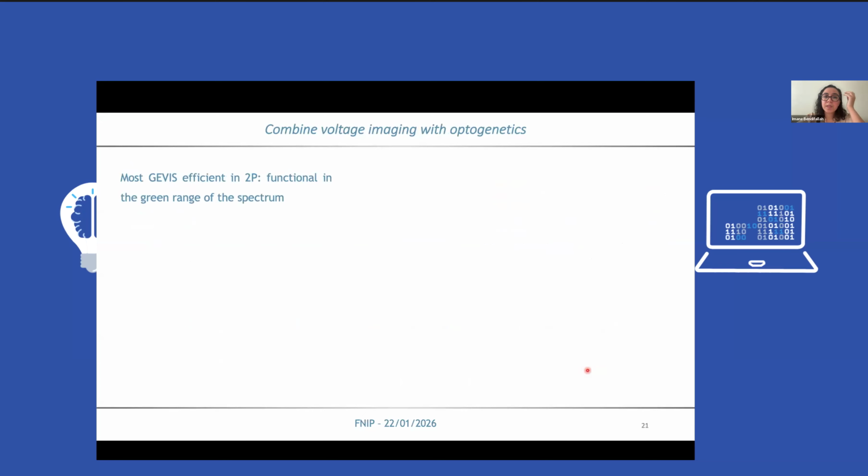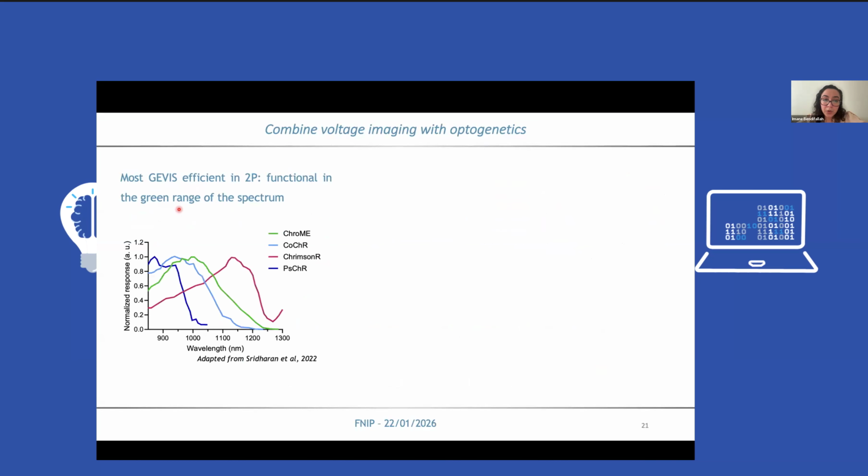And so for the second part, which is combined voltage imaging with optogenetics, as I was saying, most voltage indicators that are efficient in two-photon are functional in the green range of the spectrum. But unfortunately, so are most of the opsins that are available. And actually, even the red-shifted ones, like the crimson R, still display a non-negligible activation in the blue-shifted wavelength that we would use for voltage imaging.